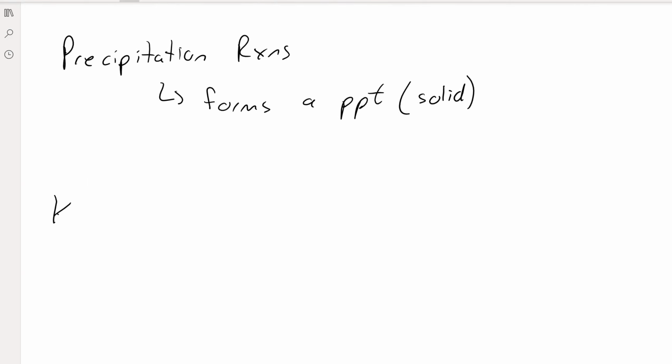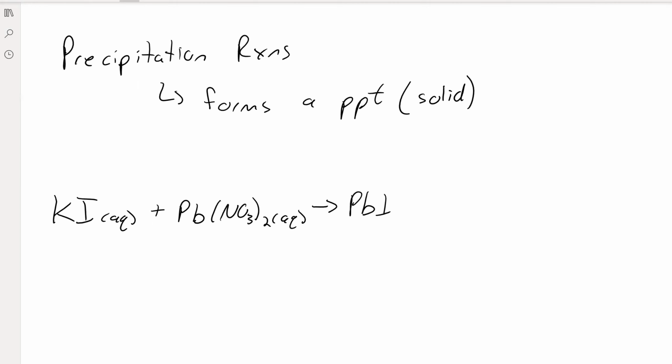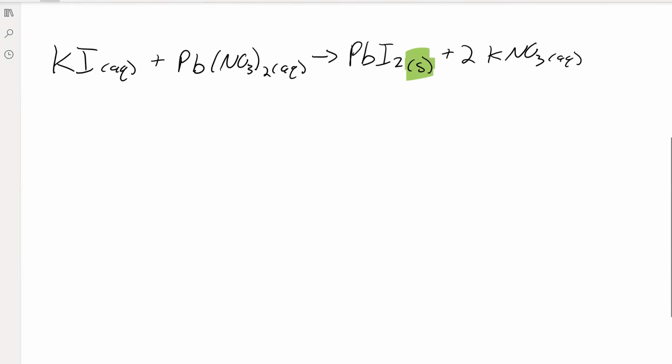So for example, if you have potassium iodide, that's aqueous, plus lead nitrate, which is also aqueous, to form lead iodide, which is now a solid, and then will also form some potassium nitrate, which is aqueous. So notice that we formed a solid here. So this is an example of a precipitation reaction.